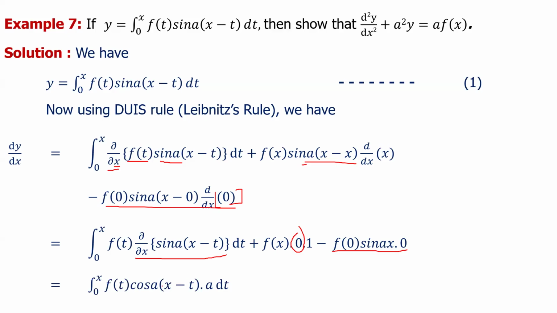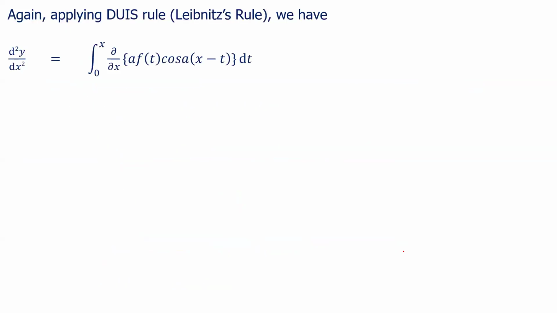So dy/dx is equal to integration under the limit 0 to x f of t, derivative of sin a x minus t is cosine a times of x minus t. Again derivative of a times of x minus t with respect to x is nothing but a, and this term is 0 and this is also 0. So we don't have any other remaining terms. Let us go ahead. Again applying DUIS rule.